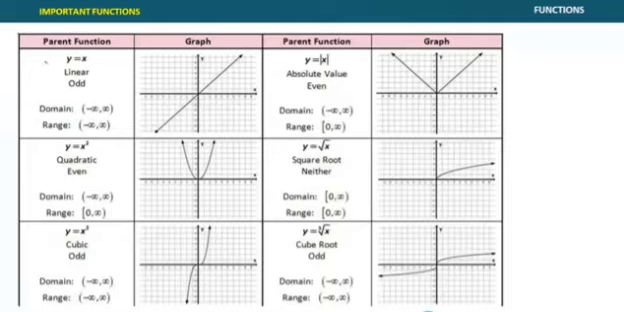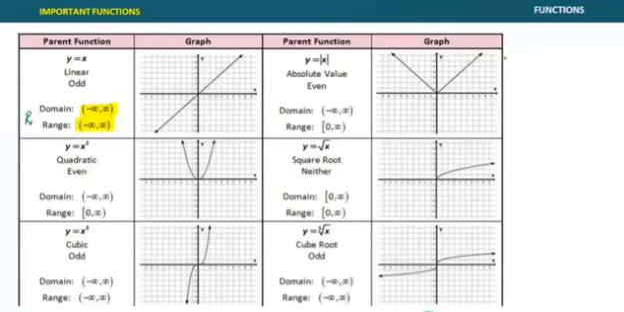So it says y equal to x, which we know is a linear function. It is just to make sure that you know the graph. So you have to remember the graph and you have to remember the domain. So domain is minus infinity to infinity, or you can say all real numbers. So domain and range of a linear function is R.